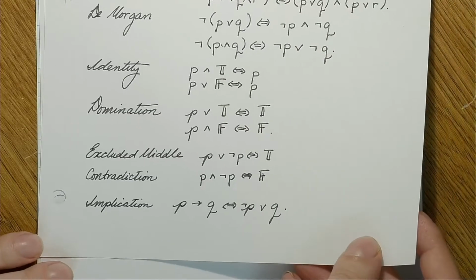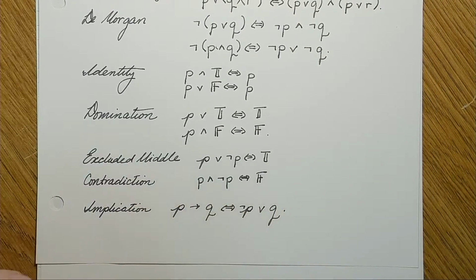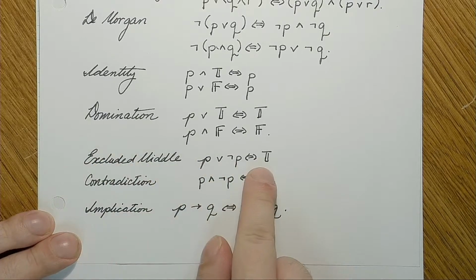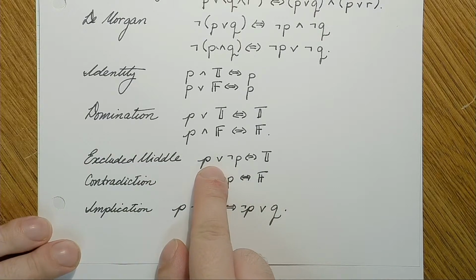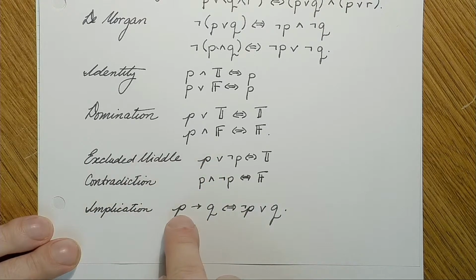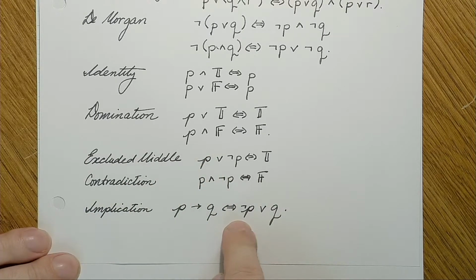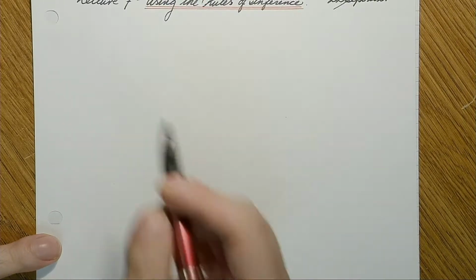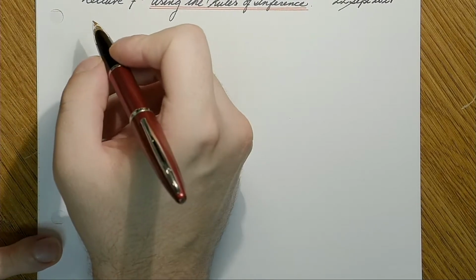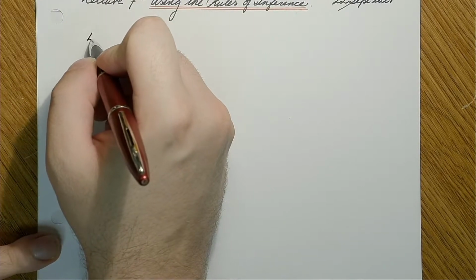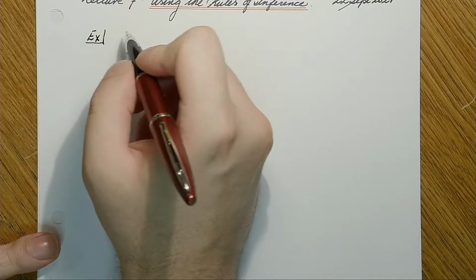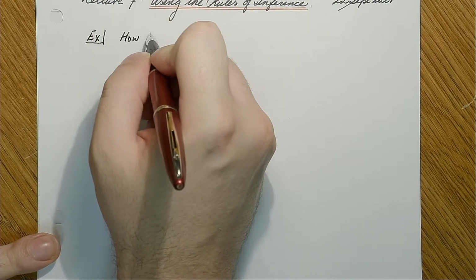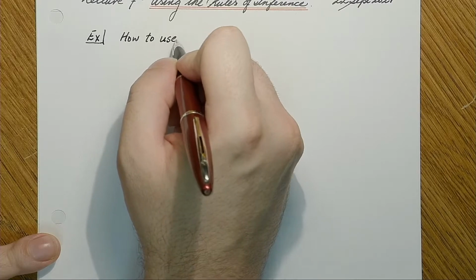But one of the rules that we'll be using time and time again is the implication, which is that P implies Q is logically equivalent to not P or Q. And some people have a hard time with that. So our first example is just to illustrate how to use the implication rule.